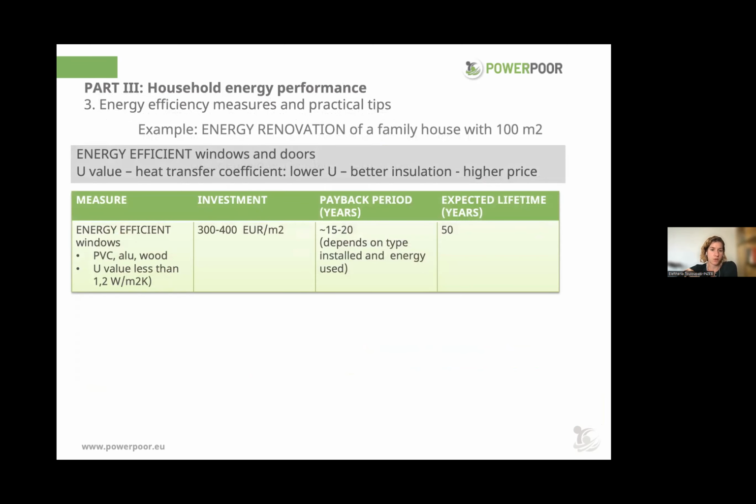Energy efficient windows and doors have a relatively higher investment cost, that is even higher than that shown here. It depends on the material and the actual characteristics of the windows, but we can say that the PVC windows are the most economical to install. And windows generally have a higher payback period, but it also depends on the type installed and the energy used by the household. And they have an expected lifetime of 50 years.